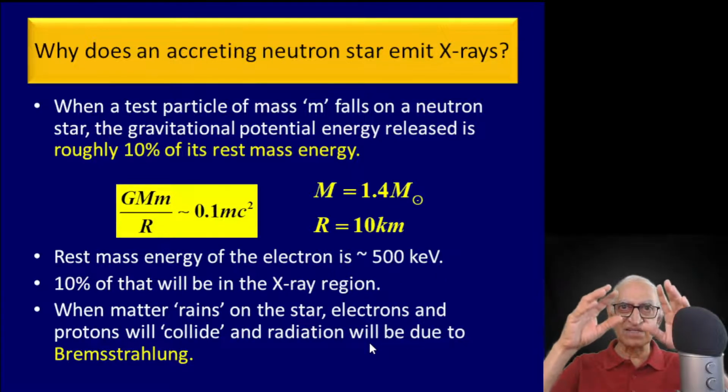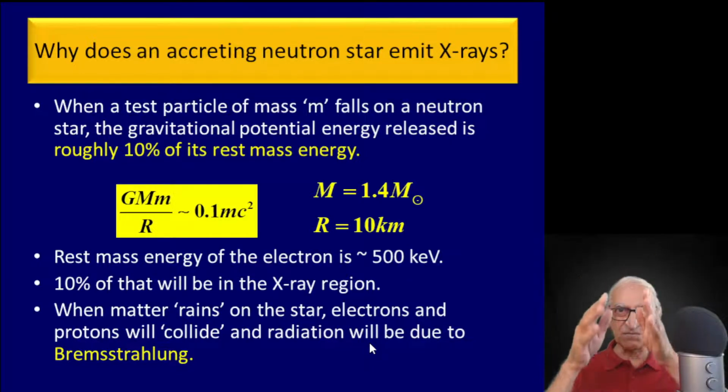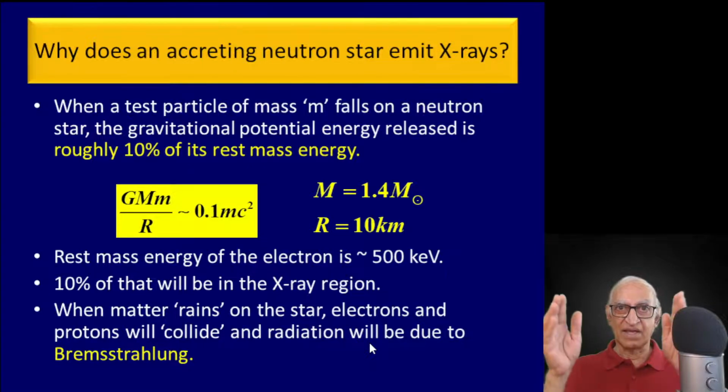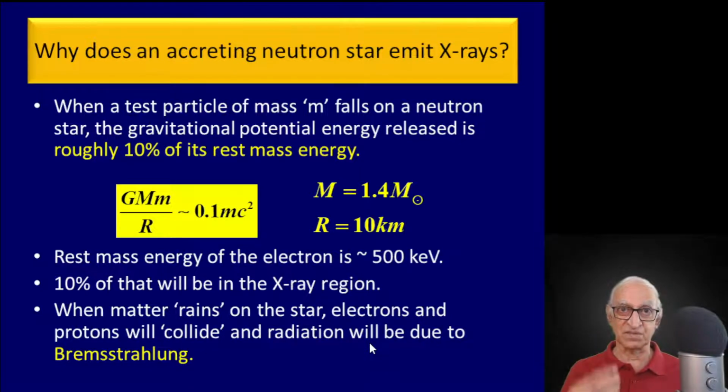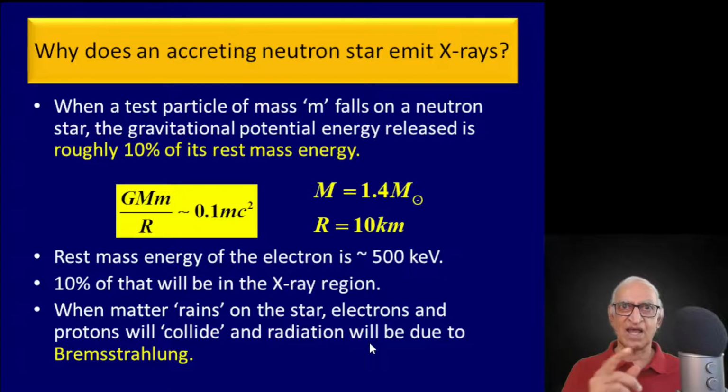Therefore, when matter rains on a neutron star, protons and electrons and ions fall freely onto the neutron star, they will emit X-rays. How are these X-rays emitted? Two things. During the infall, the electrons and protons will collide against each other and emit Bremsstrahlung radiation that we discussed in an earlier lecture. Then finally, the matter will hit the surface of the neutron star and heat up the patch of the surface of the neutron star to a temperature of the order of a few million degrees. And a hot plate of a few million degrees will emit X-rays.